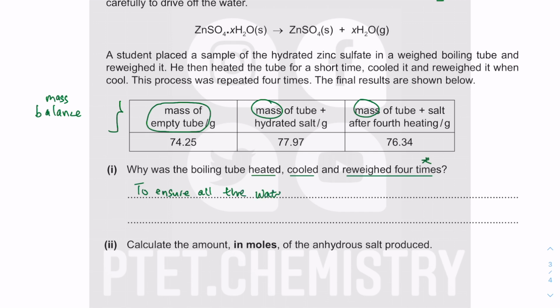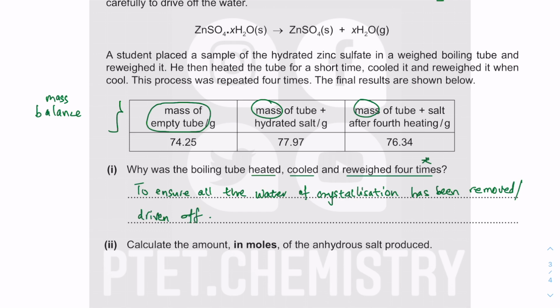So this experiment is based on this equation. You want to make sure that none of that H2O still remains as this. So you want to ensure all the water of crystallization has been driven off, has been removed, has been eliminated, whatever word you like. Okay, has been removed, has been driven off.